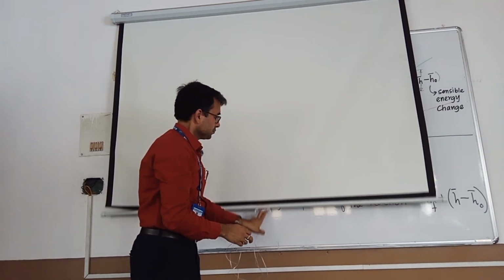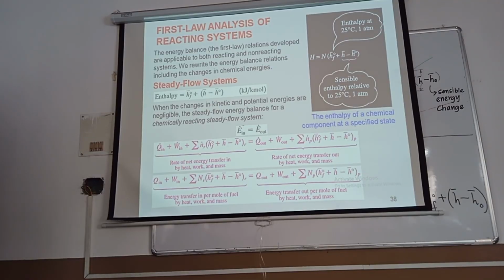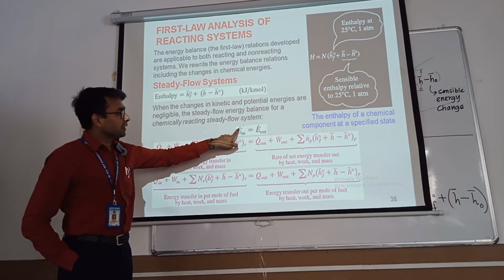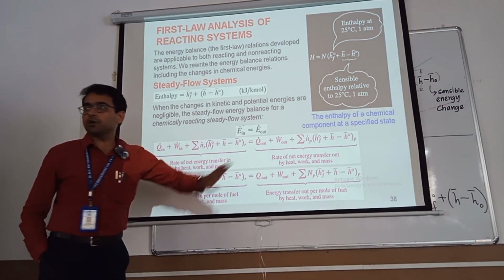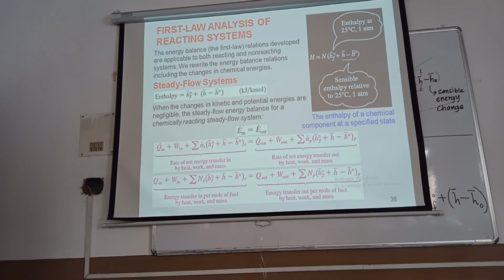Okay. So E dot in is equal to E dot out. Clear? Next, what is the meaning? That means total energy in is equal to total energy out. When is it true?